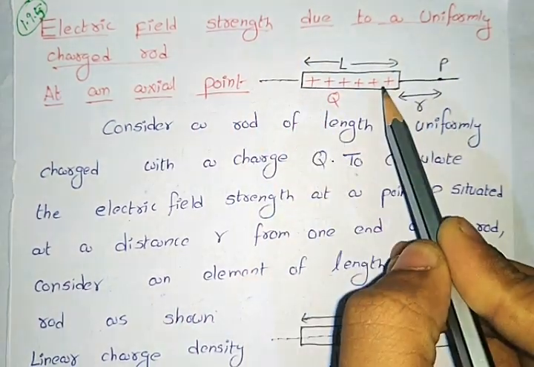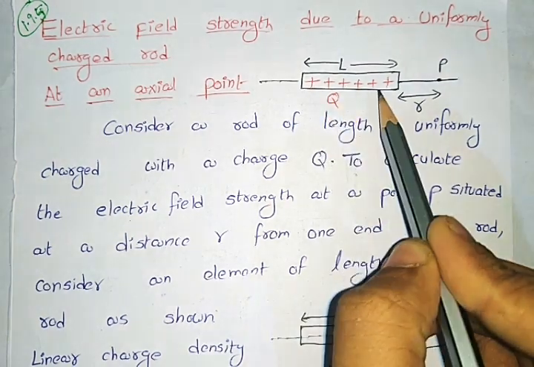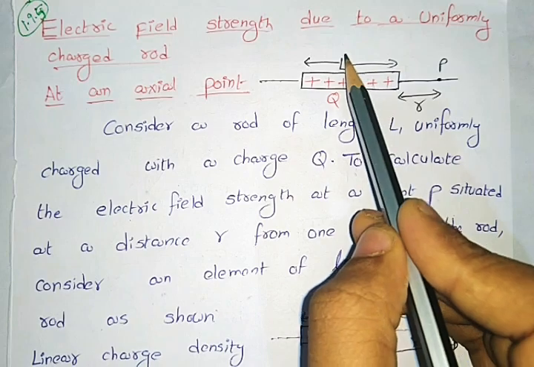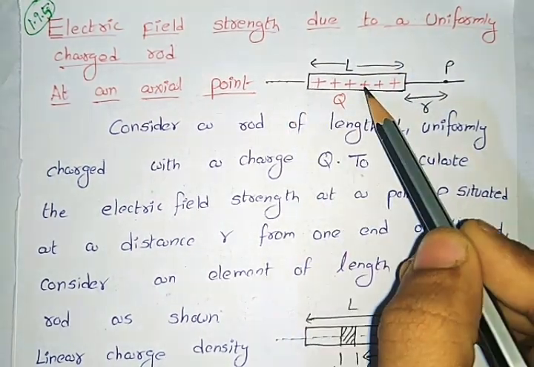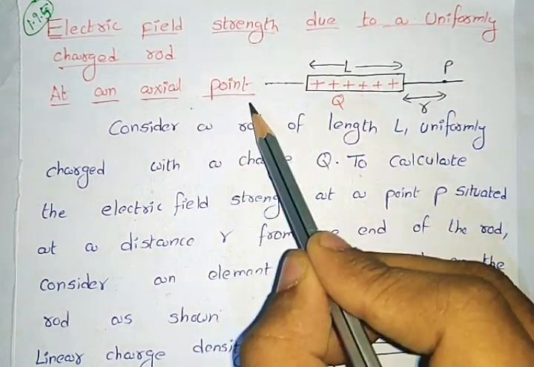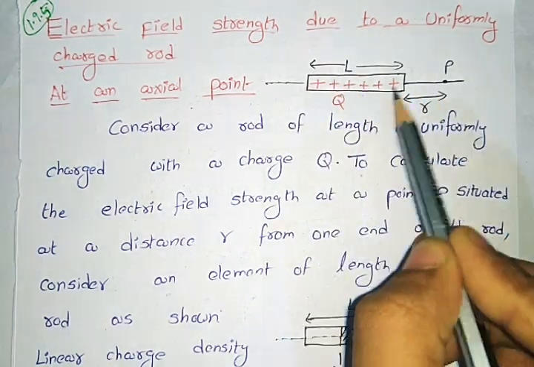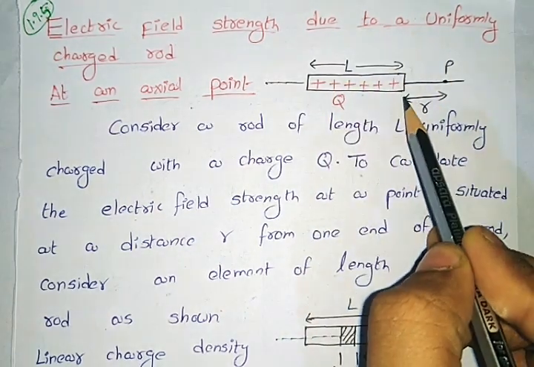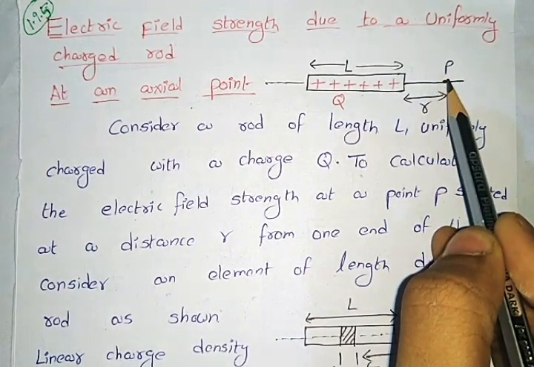So consider a charged rod here. It has a total charge of Q which is uniformly distributed all over its length. Its total length is L. Now here, in different cases we can calculate the electric field intensity. First we will calculate on the axial point, that means on the axis on which this particular rod is located, at a distance r from one of its ends at point P.